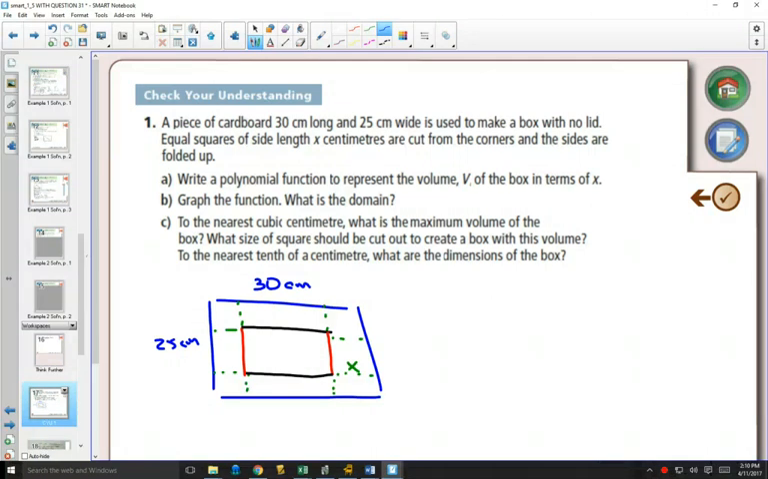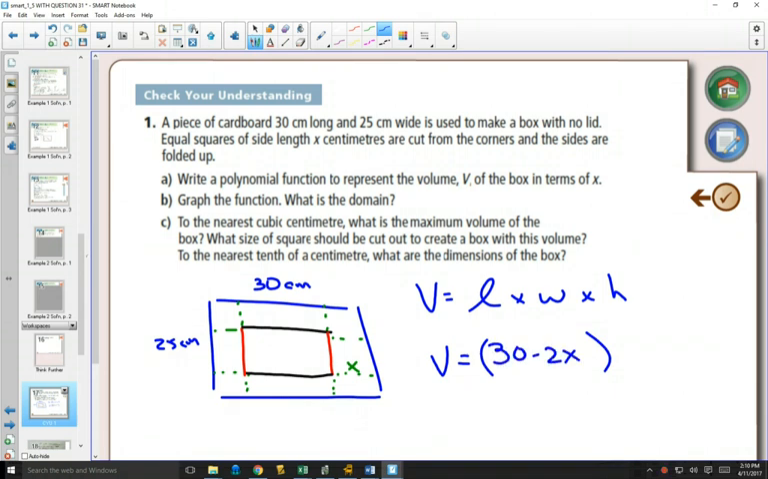So volume is length times width times height. Our length, which was 30, is now 30 minus 2x because of what we've cut out. Our width, which was 25, is now 25 minus 2x, and our height is going to be x. So this is a polynomial function that represents the volume.